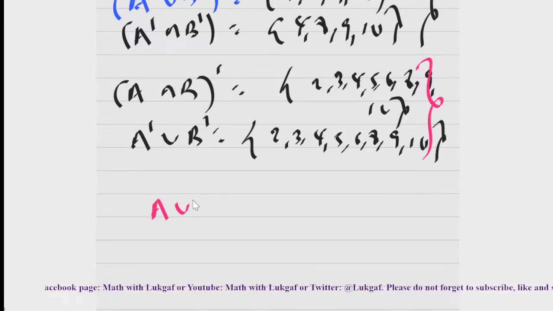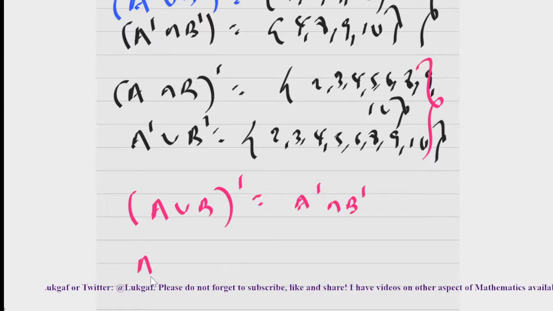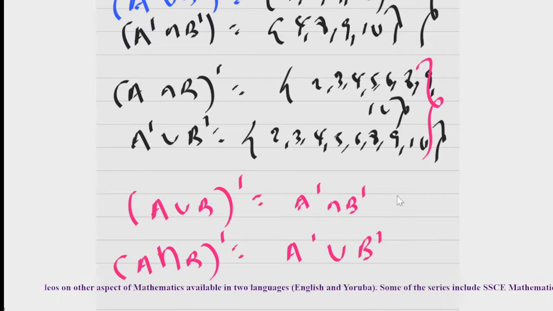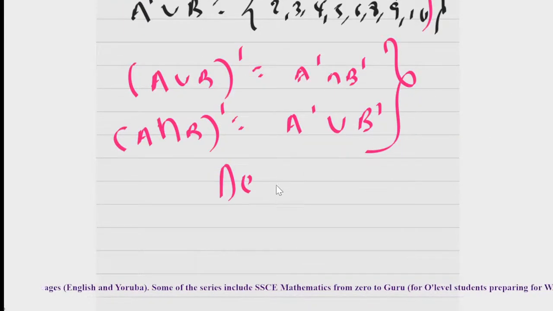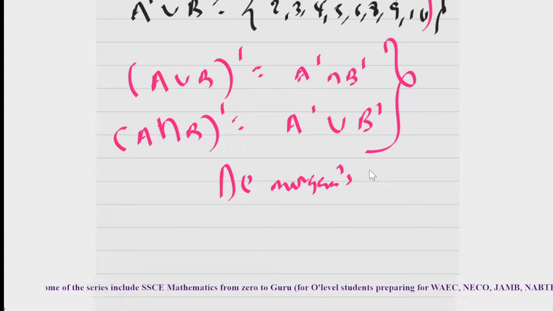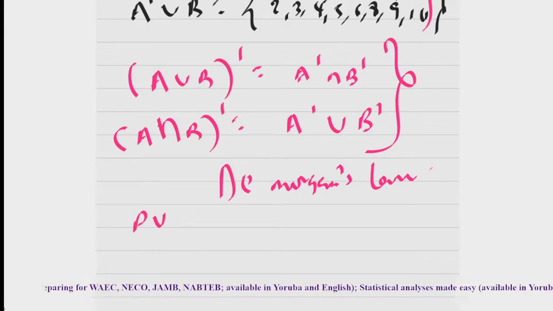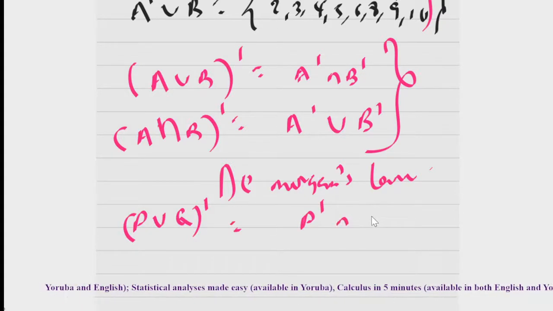Likewise, this one, your A union B complement, is the same thing as A complement intersection B complement. Then A intersection B complement is also the same thing as A complement union B complement. So this is known as what? De Morgan's law. De Morgan's law, or De Morgan's theorem in some textbooks, shows the relationship between the union, intersection, and the complement. When you have the complement of the union of two sets, it is the same thing as the intersection of their complements.